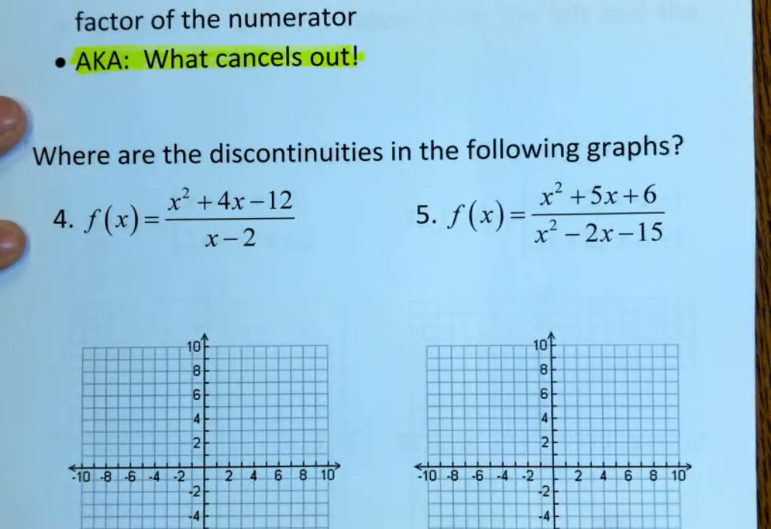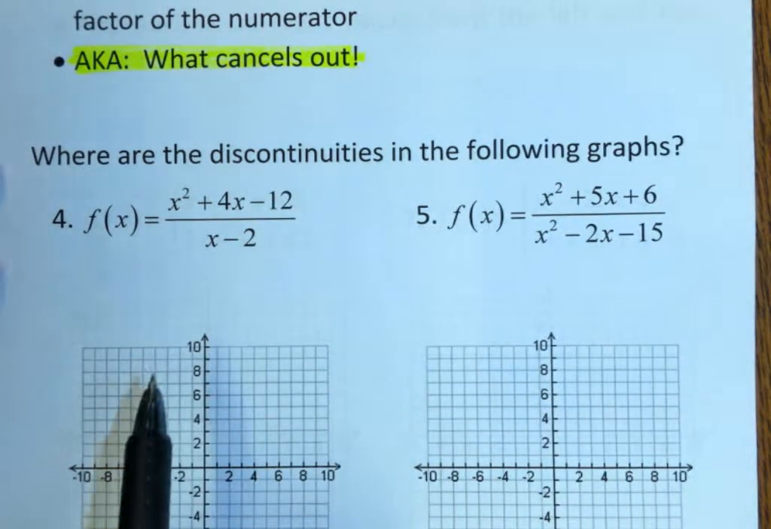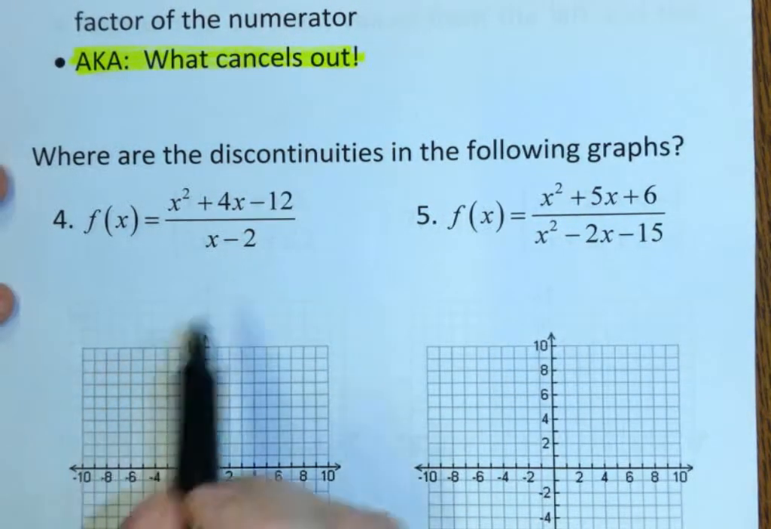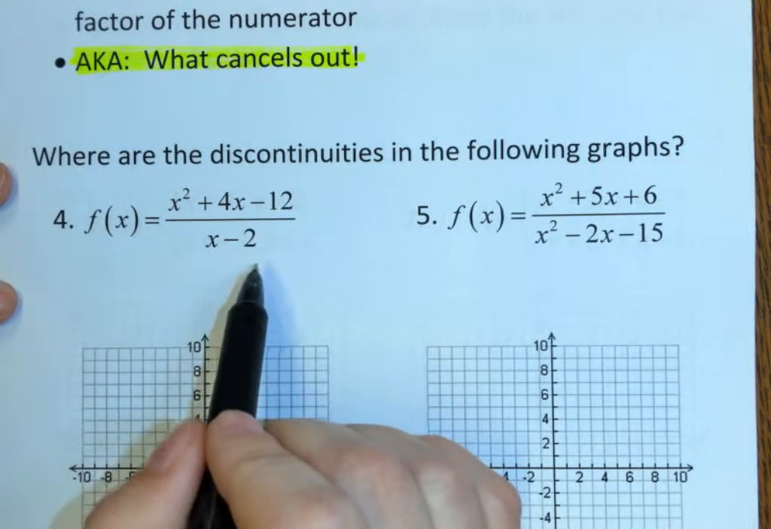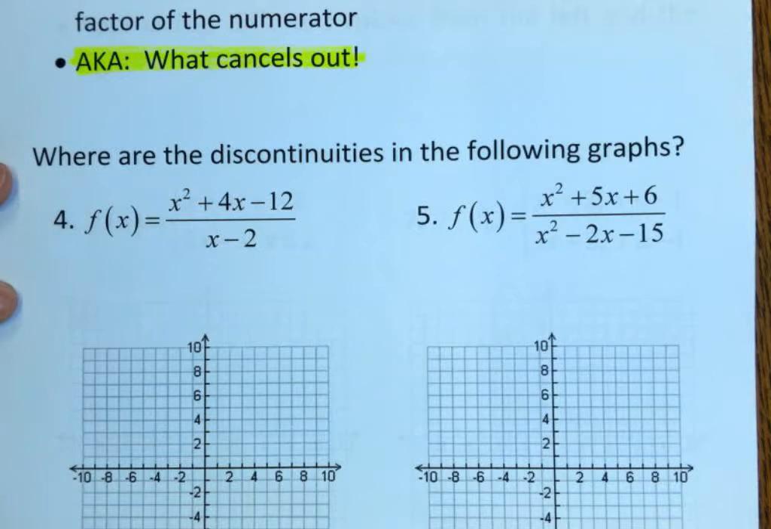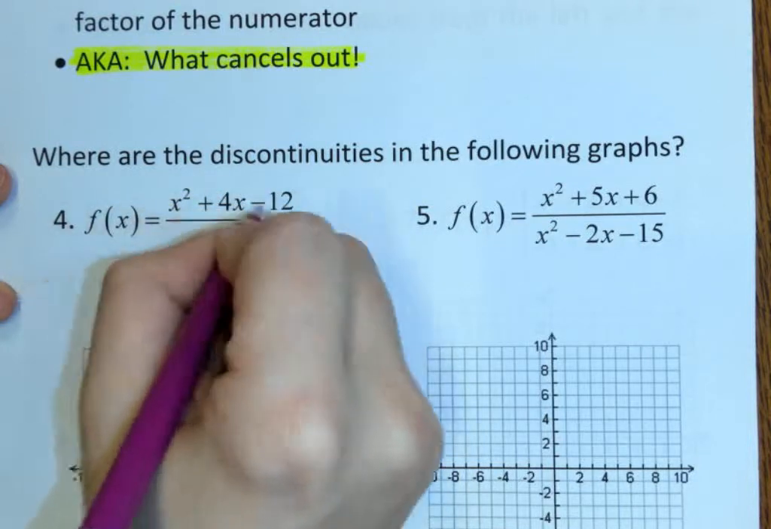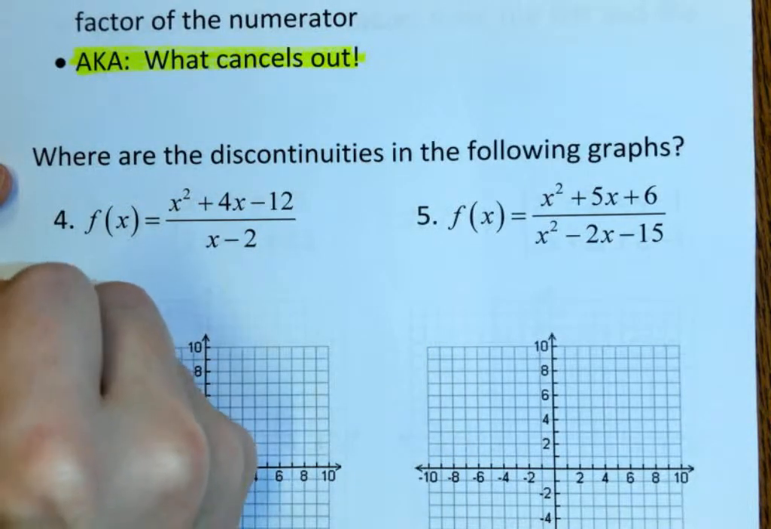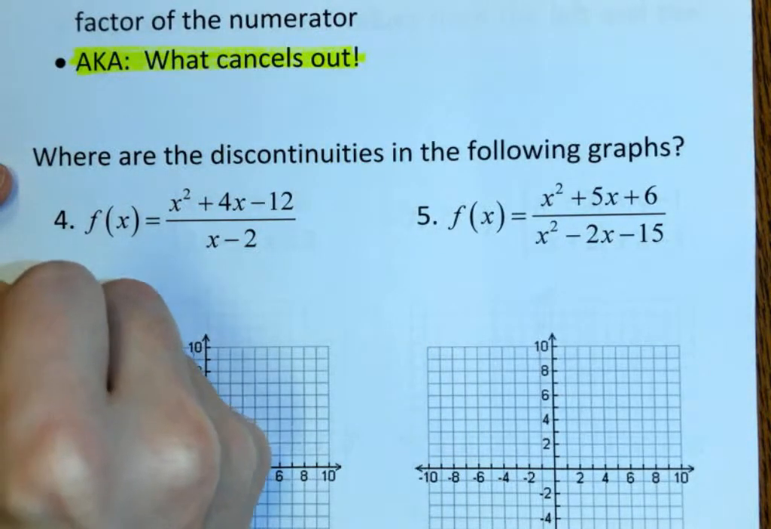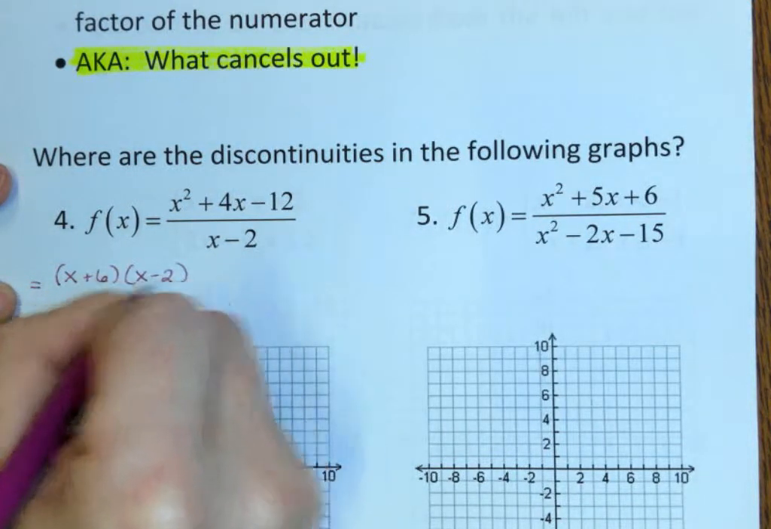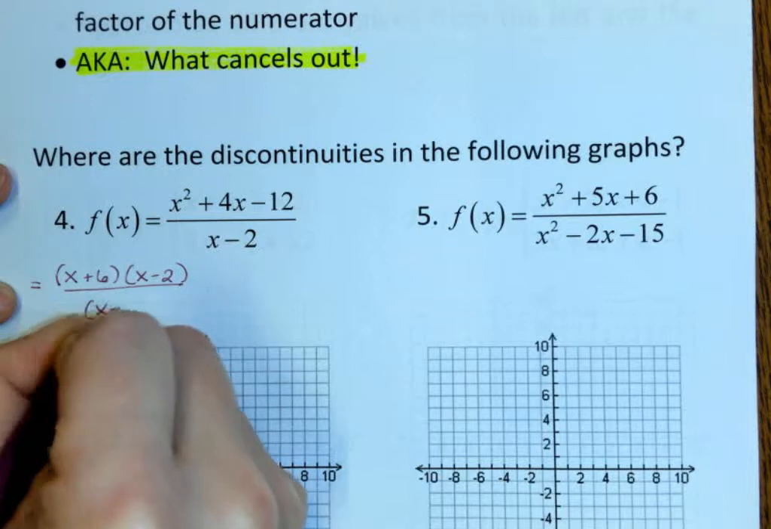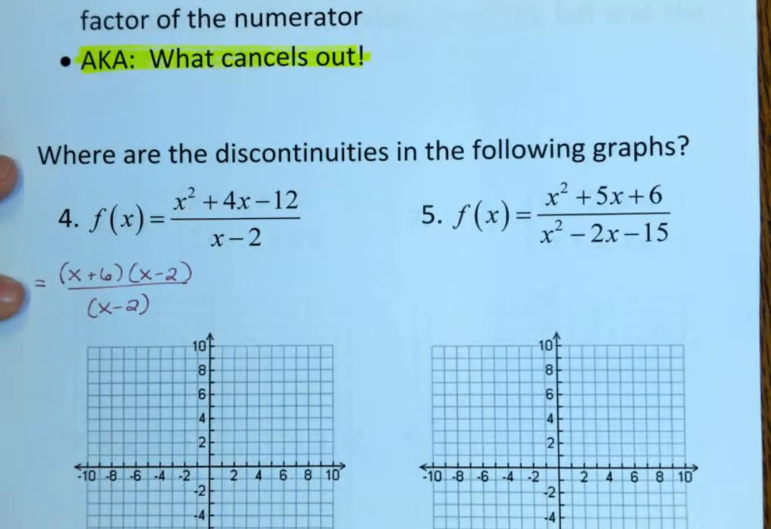So let's just get to this. Guess what we're going to be doing? Graphing and factoring. Yay! So, how do I factor this top piece? So, x plus 6, x minus 2 over x minus 2.